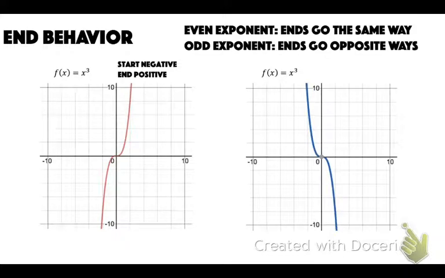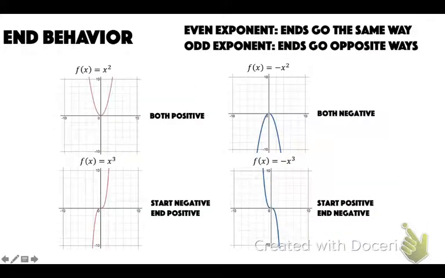So this one, this was a typo. There should be a negative right there. That should be negative x cubed. I'm just going to rewrite it, negative x cubed. So for this one, it's odd and it's negative, which means that it's going to end negative, but it's going to start positive. Okay, and let's put this all together now.